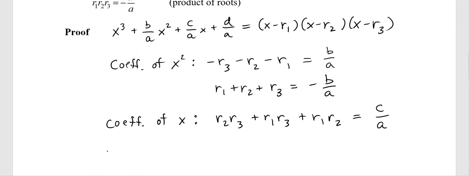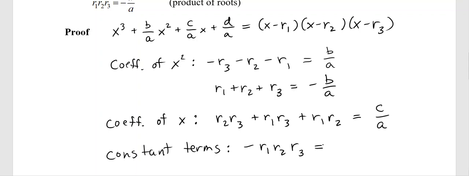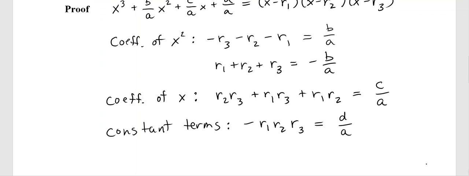And finally, you can look at the constant terms on each side of the polynomial equation. On the right side, the only way to get a constant term would be to select the constant term from each of the three linear factors. So you would have to select negative r1, then negative r2, then negative r3, and form that product, and it would be negative r1 r2 r3. And that must equal the constant term on the left side of the equation, which is d over a. And so if I divide through by negative 1, then I get the last of the Vieta's formulas above for the product of the roots. So that's the way you look at this.